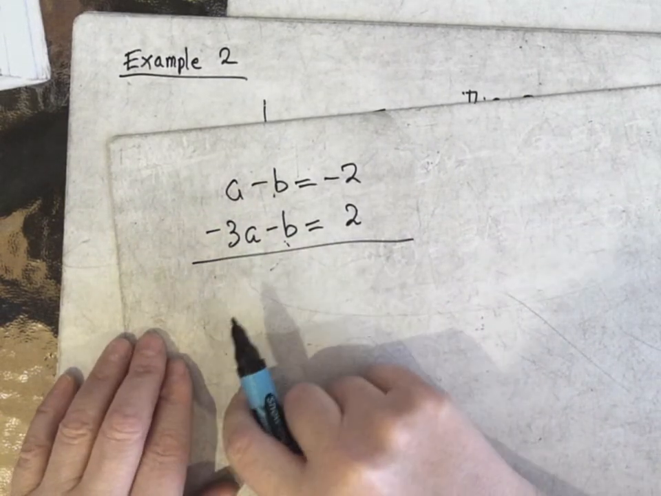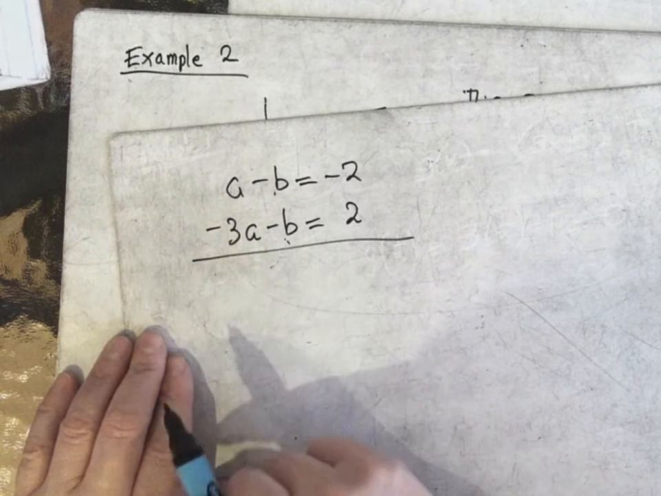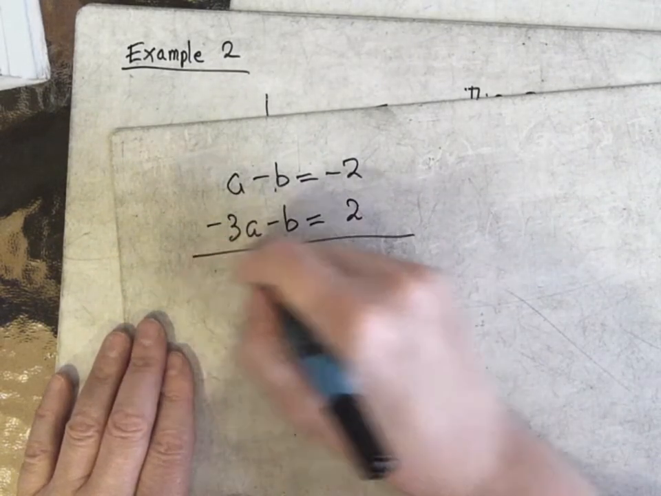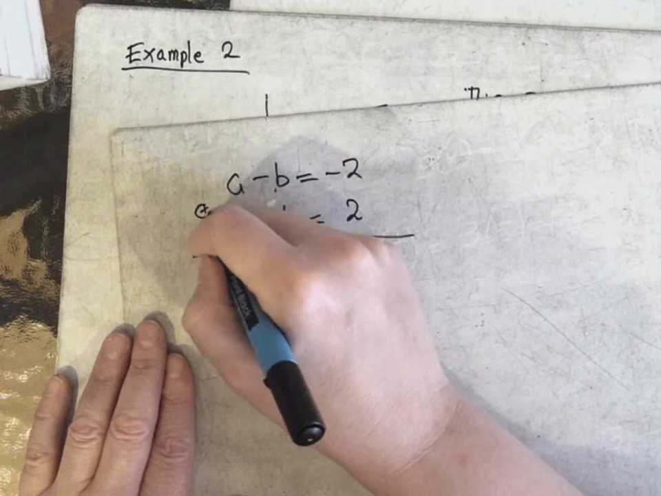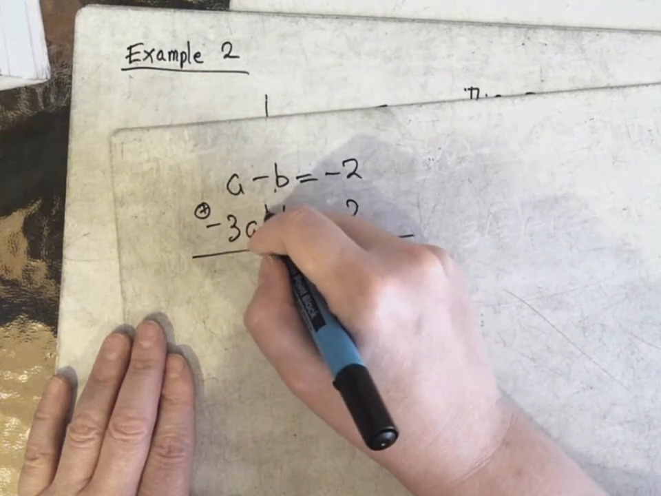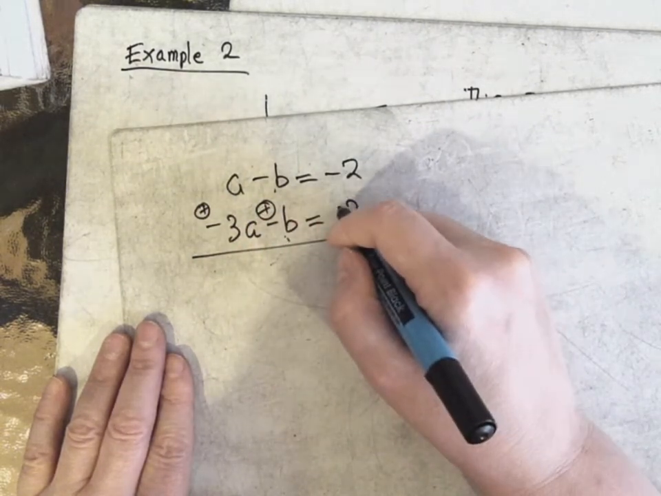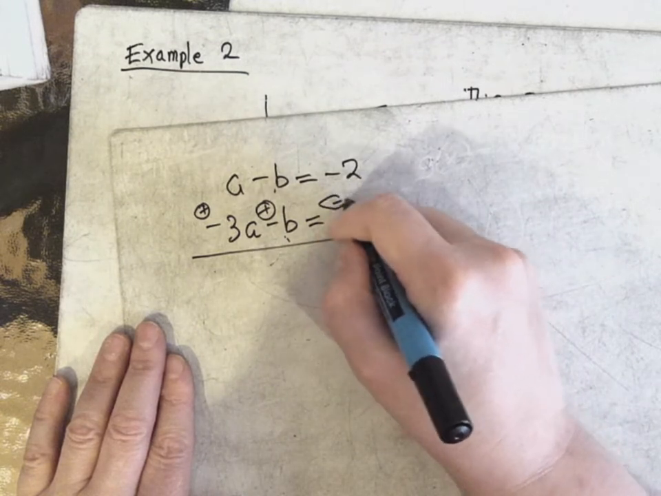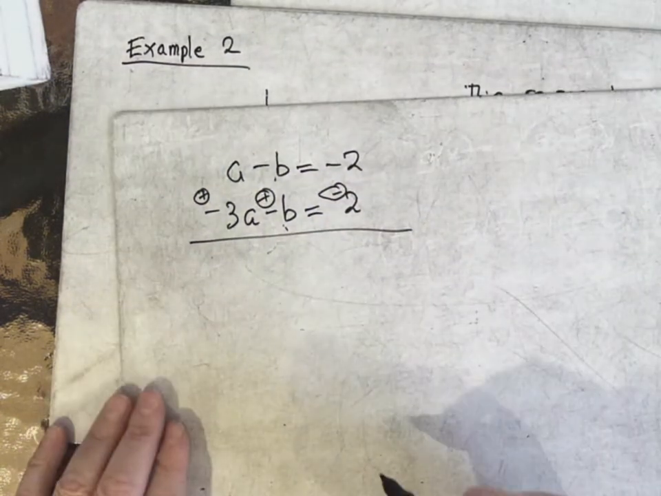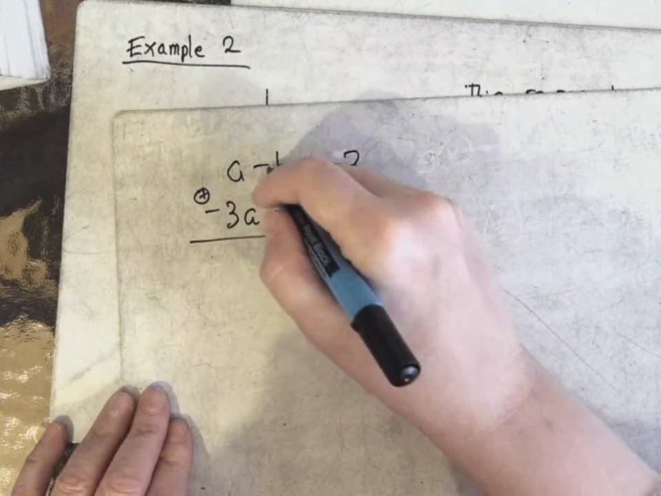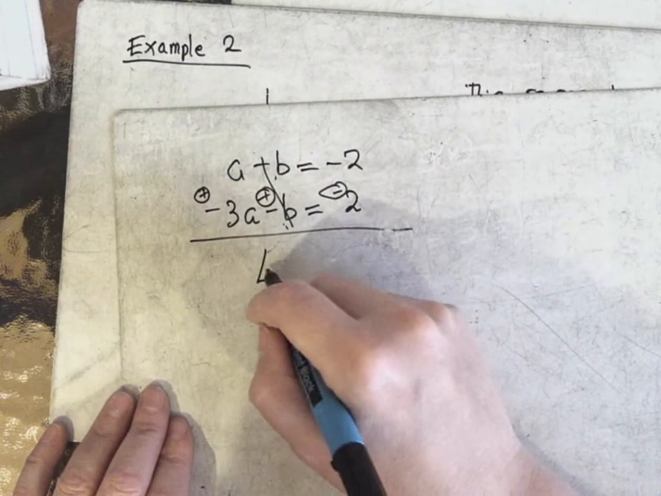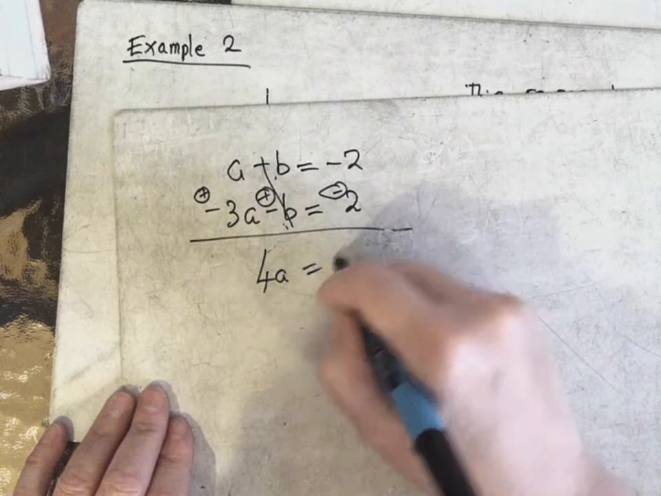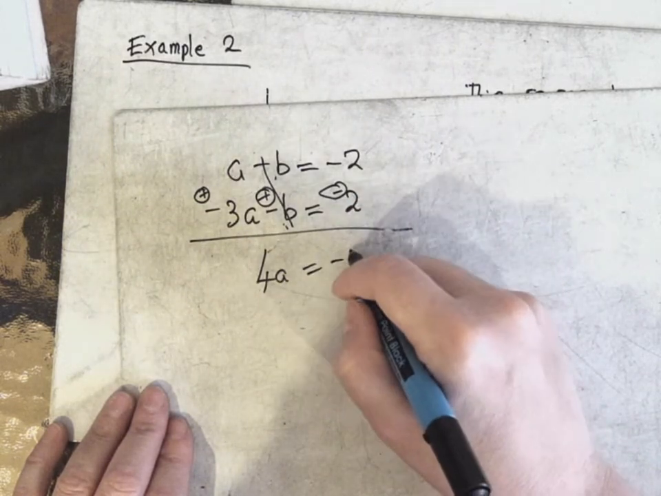One must be a plus, one must be a minus. They're both minuses, so I need to change the sign. So I'm going to change the sign of the second line. So minus 3a becomes a plus, minus b becomes a plus, right? And 2 becomes a minus. Okay, so everything gets a new sign. The minus b and the plus b cancel out. A and 3a gives me 4a. Right, minus 2 is minus 4.